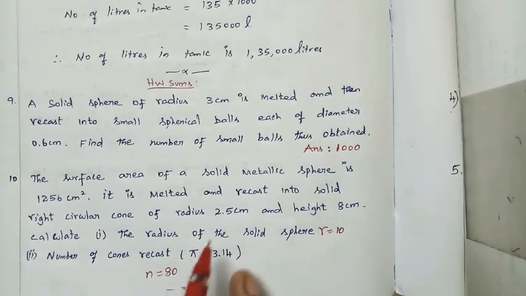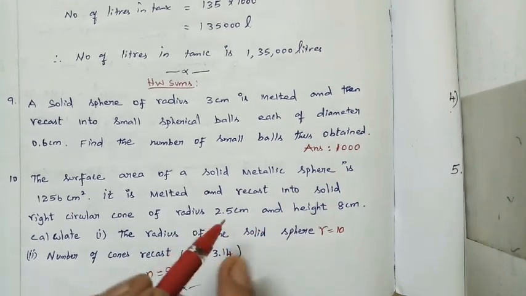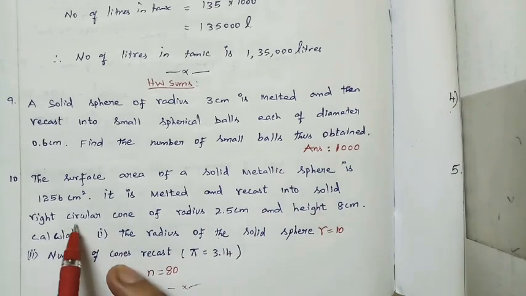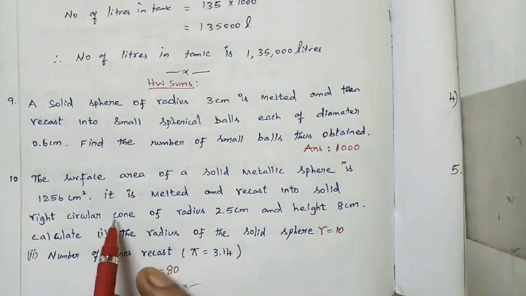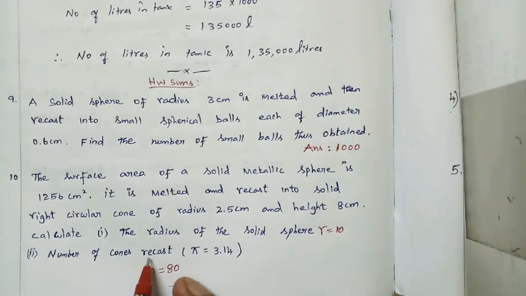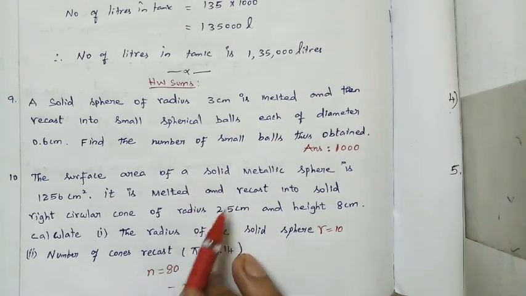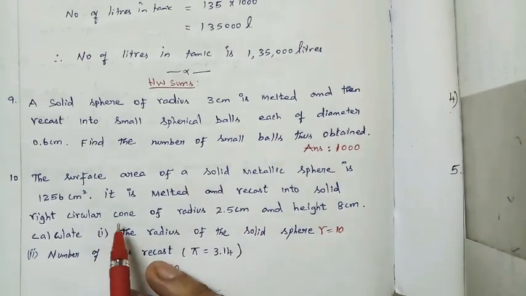After finding the radius, then we can find the volume, right? Volume of sphere. That volume of sphere has been melted and recast into circular cones, right? So what we want to find is the number of cones recast, right? So total volume by each volume. Total volume is nothing but volume of sphere divided by each volume. Each volume is nothing but the cone, right? So volume of cone, right?